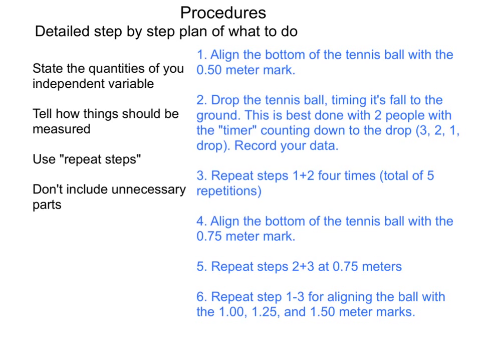Make sure in your procedures, whenever you're going through the steps, that you state the quantities of your independent variable. Notice in my example over here, I said align the bottom of the tennis ball with the 0.50 meter mark. And then as we go, I say, all right, now we're going to change it to 0.75. And then down here at the bottom, I give the other ones. We're going to do 1.25, and 1.50.